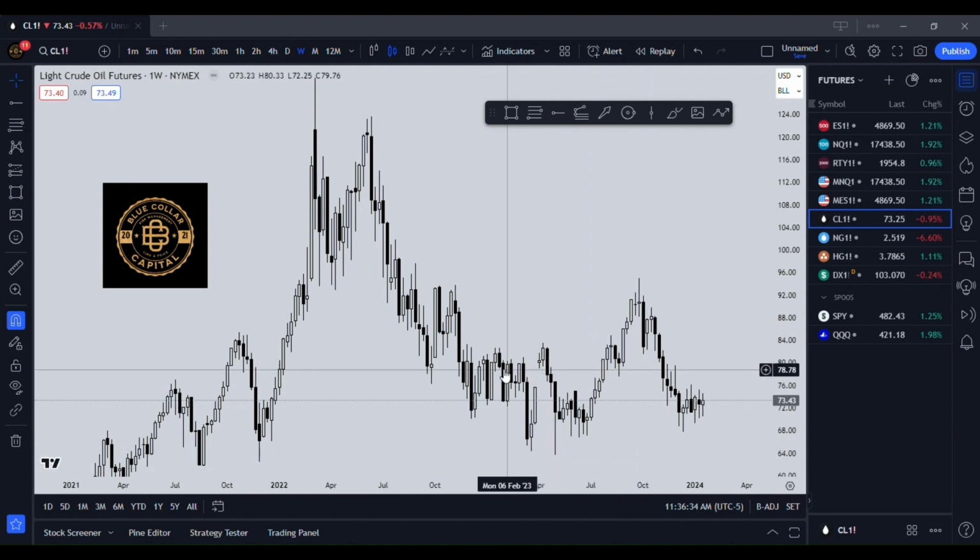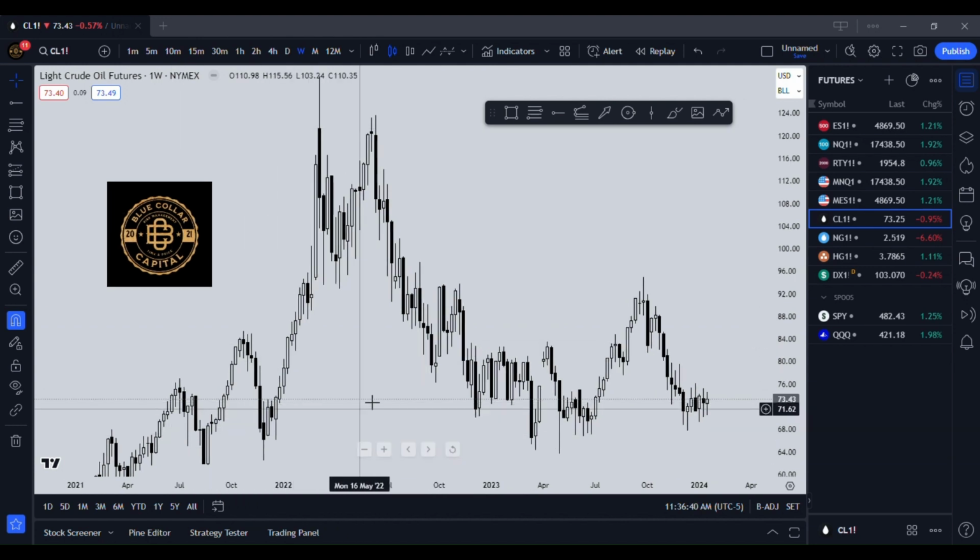So we're looking at the crude light crude oil futures. So we're looking at this kind of whipsaw action back and forth, and I know a lot of people are posting on social media this down here looking like a bear flag, but I have a different view on this. So I'm looking at this.